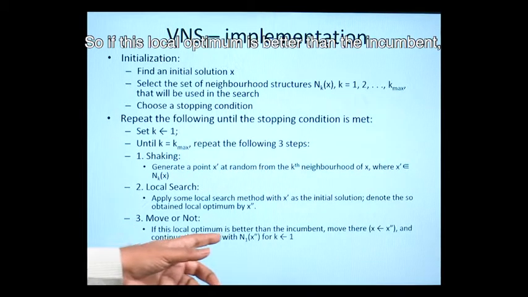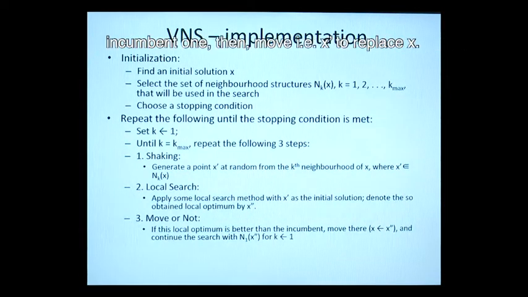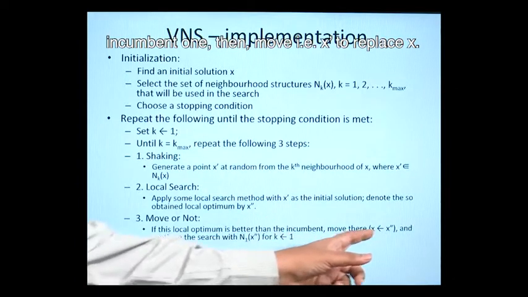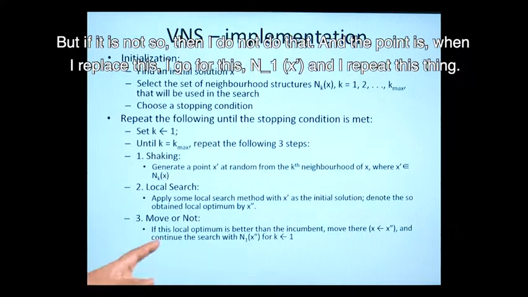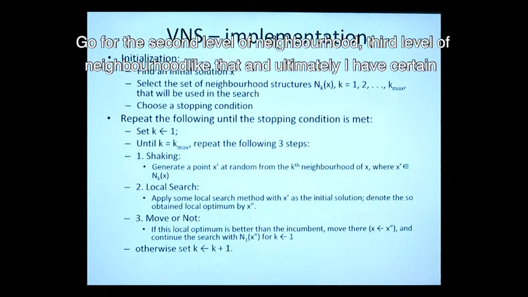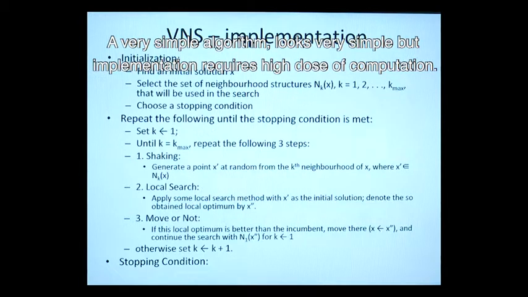So, if this local optima is better than the incumbent, that means I have a solution which is better than the incumbent one, then move. So x dash replaces x, but if it is not so, then I do not do that. And when I replace it, I go for N_1(x dash). So I repeat this and go for the second level of neighborhood, third level of neighborhood, like that, and ultimately I have certain stopping conditions, say the total number of iterations. It is a very simple algorithm, looks very simple, but the implementation requires a high dose of computation.